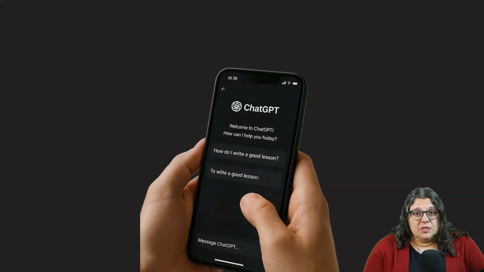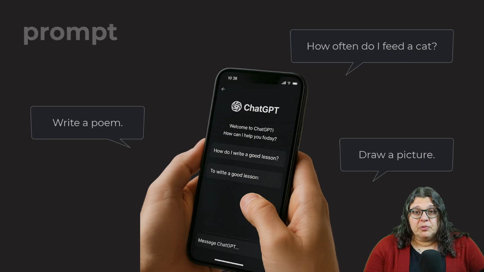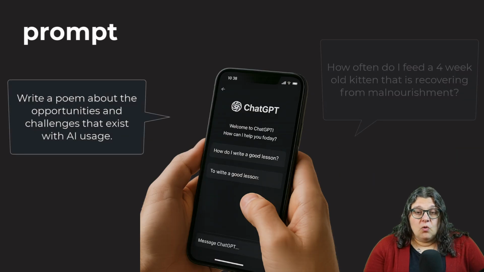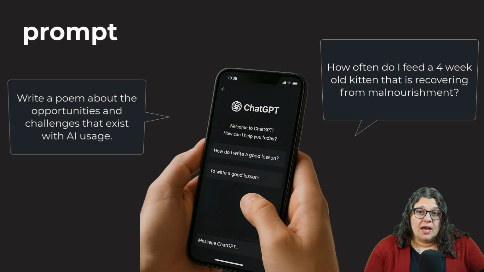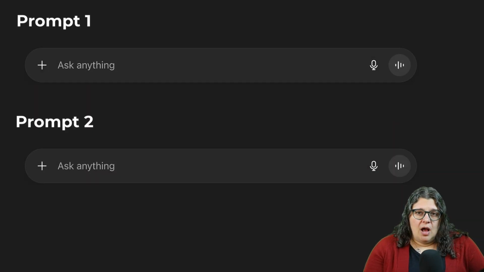When we interact with a chatbot, we give it an instruction or question. This is called a prompt. The detail and quality of your prompt directly affect the quality of the AI's response. Let's compare two prompts and the responses produced from each.